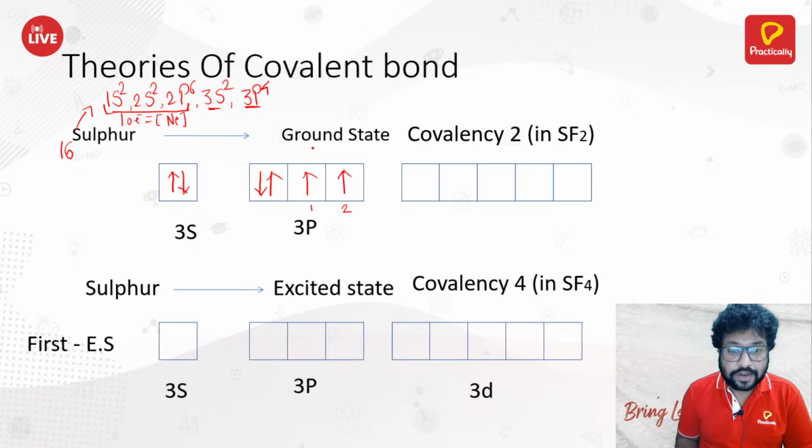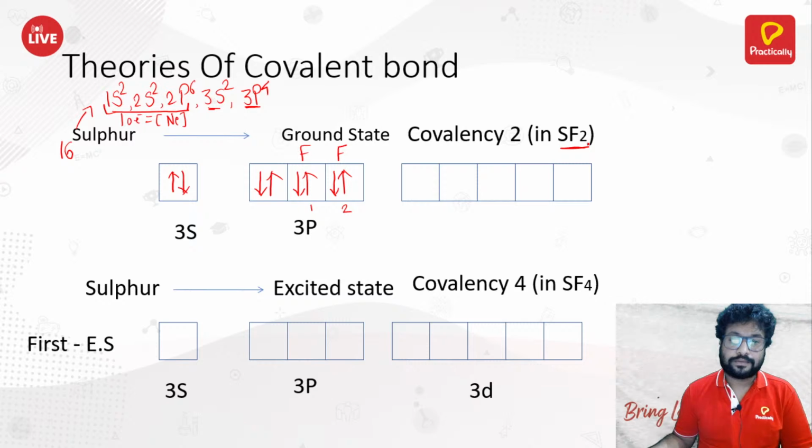So that's how 2 fluorine can come here with their unpaired electron, and it can show valency 2. Okay, clear? Let's move ahead.